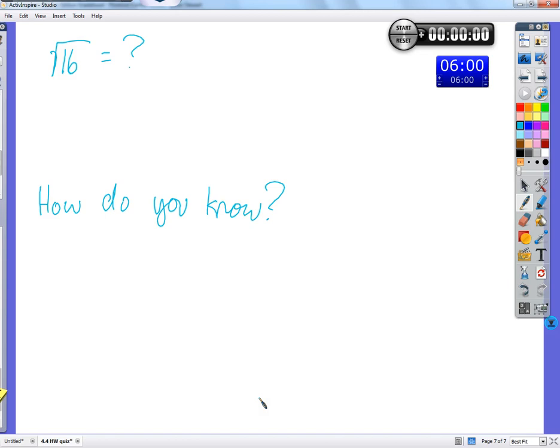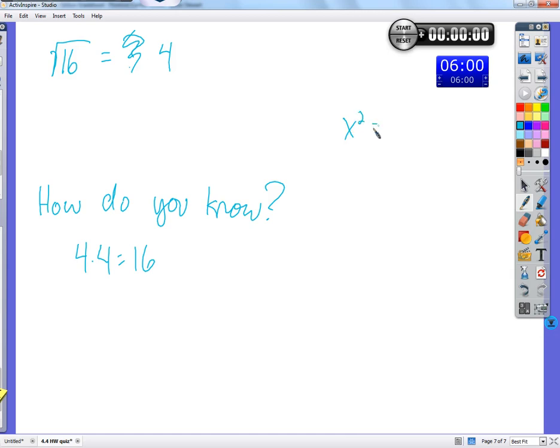All right, so what's the square root of 16? 4. How do you know? When you multiply 4 times 4, you get 16. So it equals 4. How do you know? 4 times 4 is 16. Okay, so now we know what square roots are.